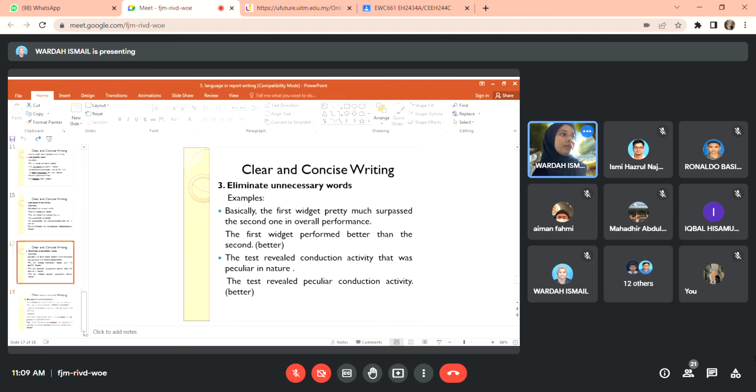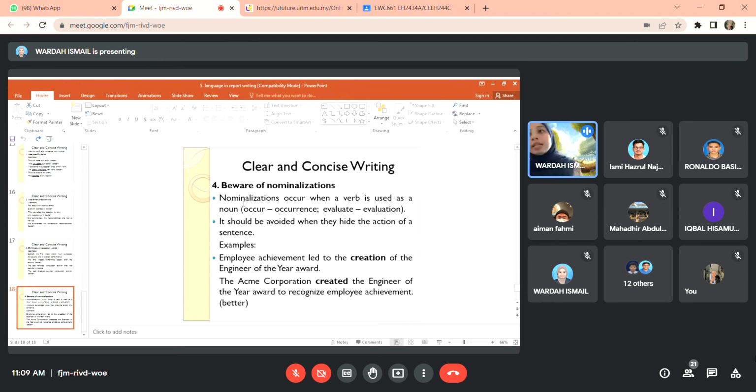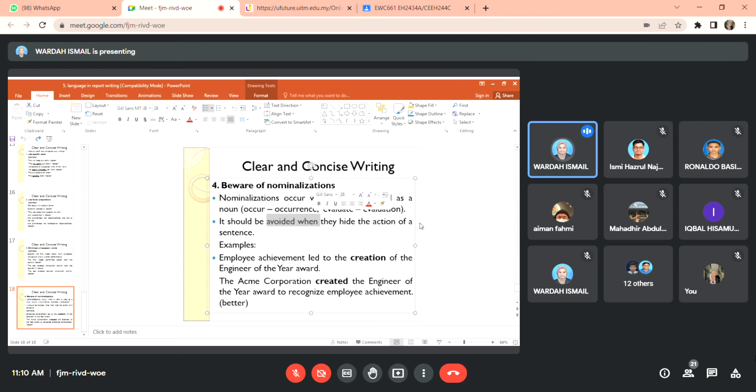So, what else? Apa yang ada lagi? Beware of nominalizations. Nominalizations ni maksudnya perkataan yang for example occur when a verb is used as a noun. For example, occur, occurrence, evaluate, evaluation. Antara verb dengan noun tu make sure you tahu. Sometimes ada orang dia tulis, contohnya, effect and effect. Okay, huruf E and huruf E. Okay, benda tu ada beza. Kalau effect refers to verb, mempengaruhi. Effect, dia adalah noun. Dia kesan. Okay, so make sure you are aware of the usage of nominalizations, sama ada dia noun ke, dia verb ke.